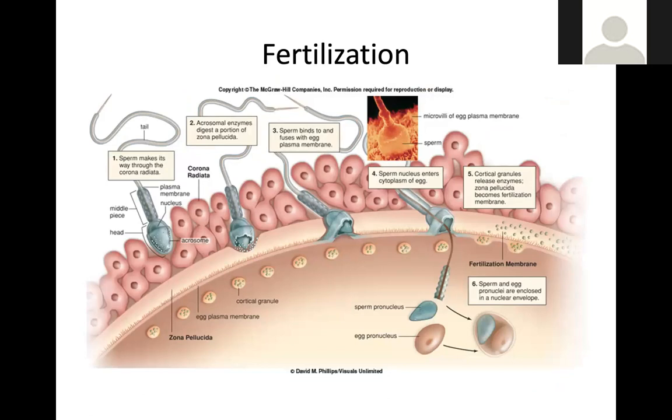Here's another example, a little bit more descriptive picture of fertilization. So the sperm makes its way through the corona radiata. Okay, this is the sperm right here. This is the obvious tail. It's a flagella tail, so that's why I referenced the sperm as swimming, because they have this back and forth motion. Okay, we've got the middle piece here and the head.